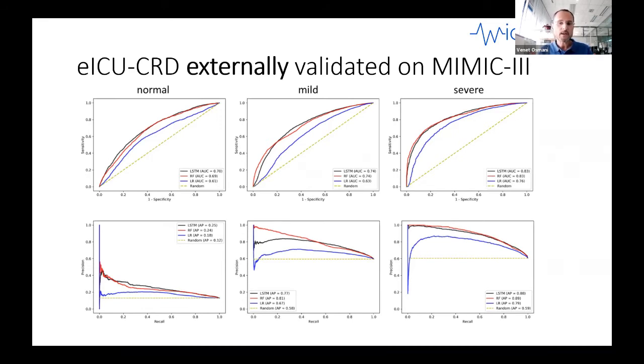So both LSTM and random forest showed a very, very similar performance. Now, what's interesting to note is that the gap between logistic regression and the two other algorithms, so LSTM and RF, increased. So what this could indicate is that LSTM and RF were able to generalize better than logistic regression.